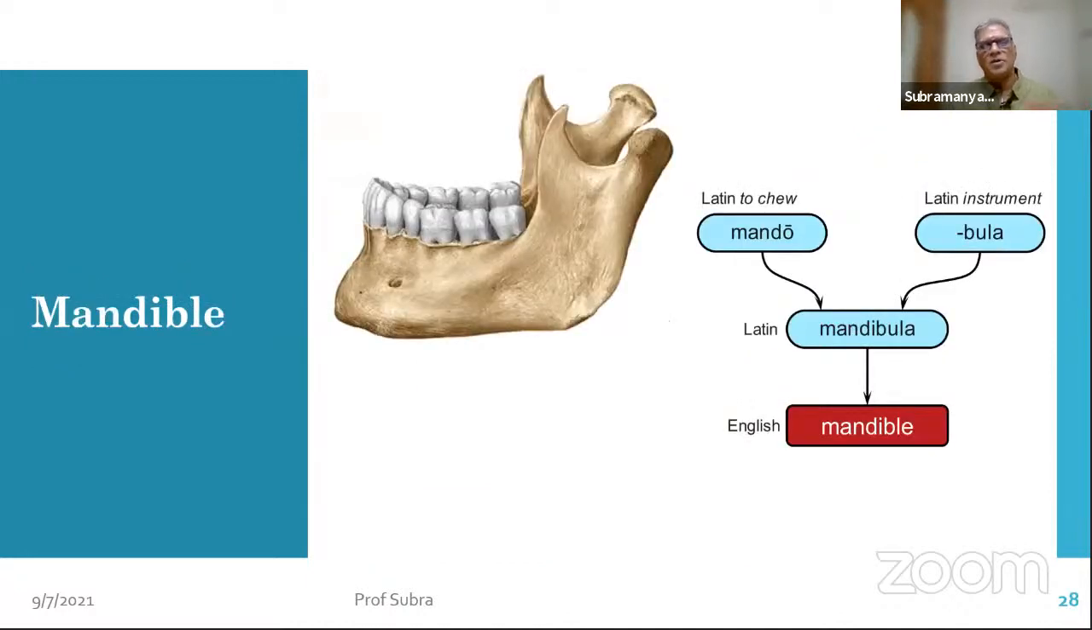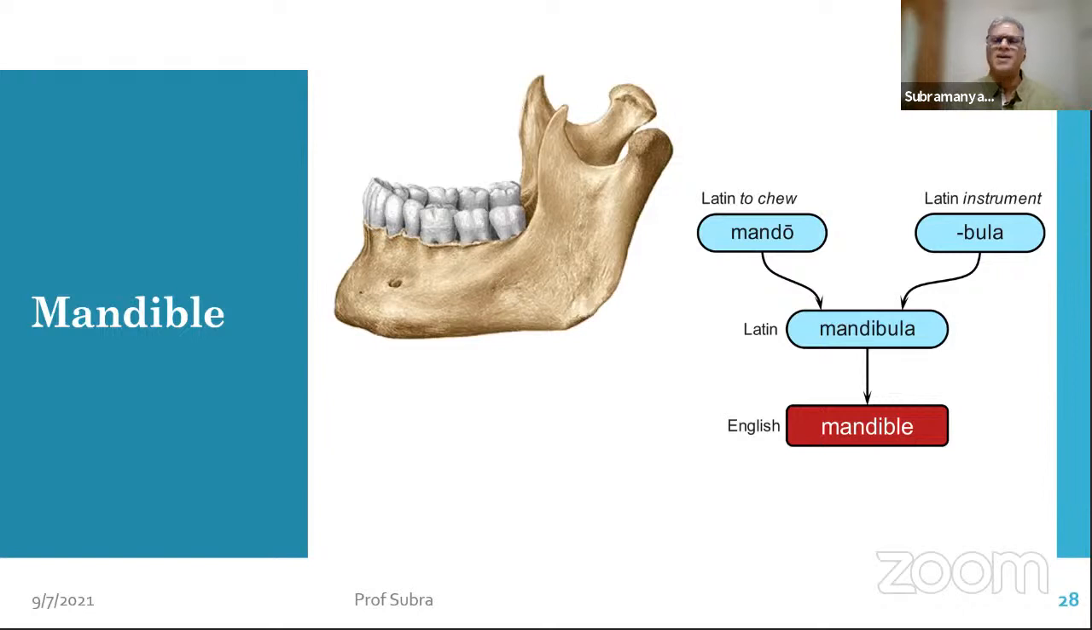Since we already learned the origin of condyle and the origin of coronoid, we should also look at the origin of the word mandible. Basically, mandible is derived from Latin, mando, to chew, and the suffix bula for instrument. So mandibula means a chewing instrument, or an instrument which helps in chewing. That is how the word mandible came into existence.